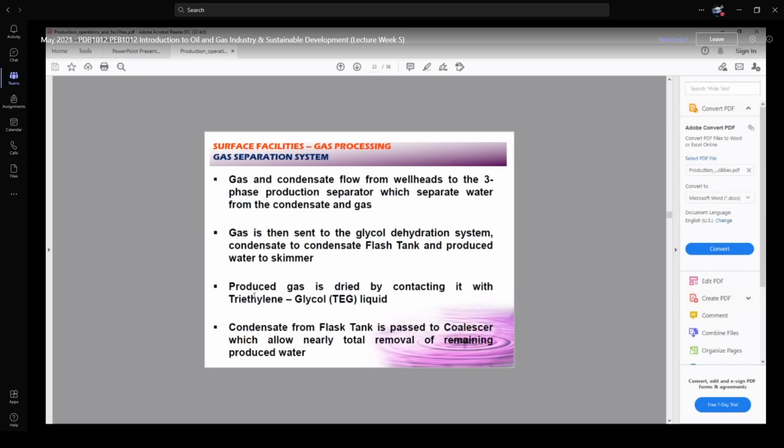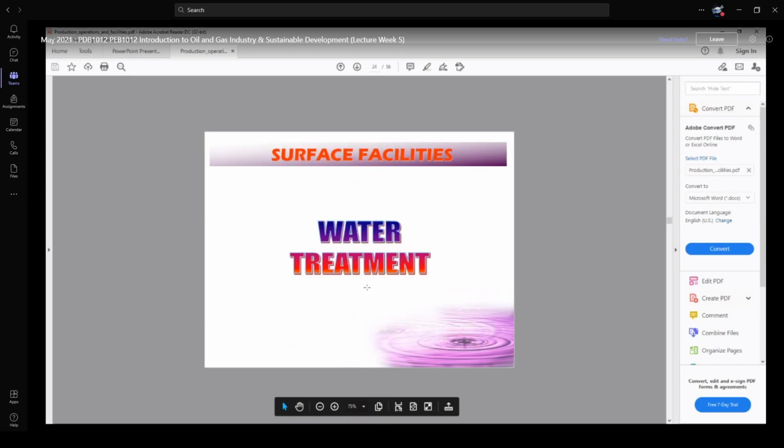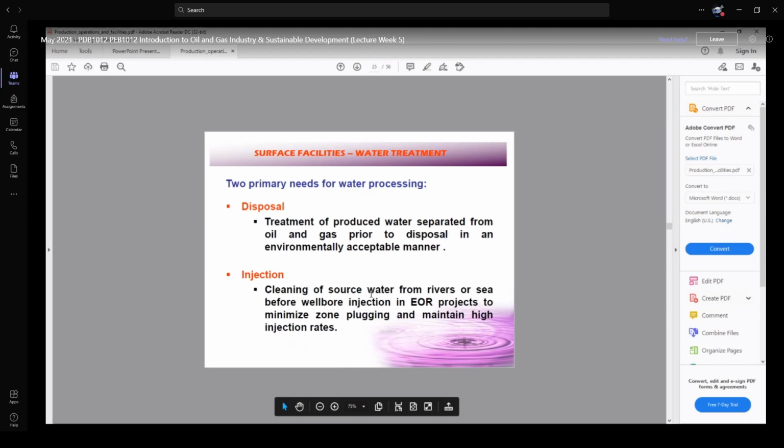After this, the produced gas is actually dried gas, made dry by contacting it with TEG, triethylene glycol, which is a liquid that dries the gas completely and absorbs the rest of the condensate from it. Then this remaining condensate will go to the flash tank, where it's going to be converted into coalescent, which allows nearly total removal of the remaining produced water. Then after this, the water is going to be treated.